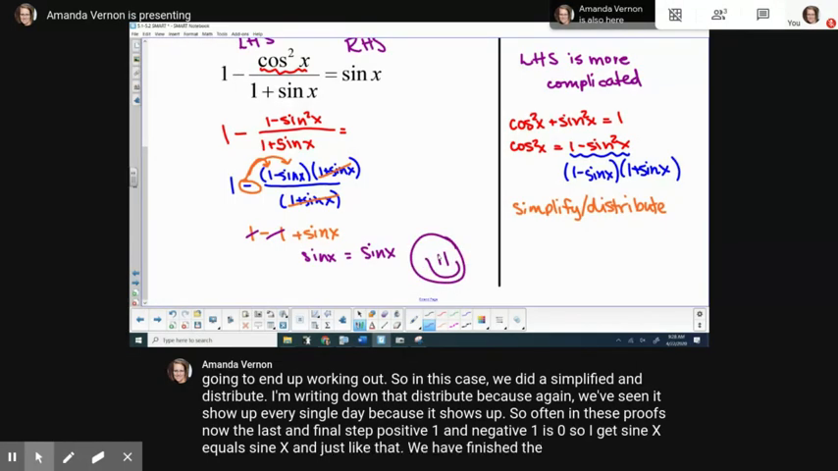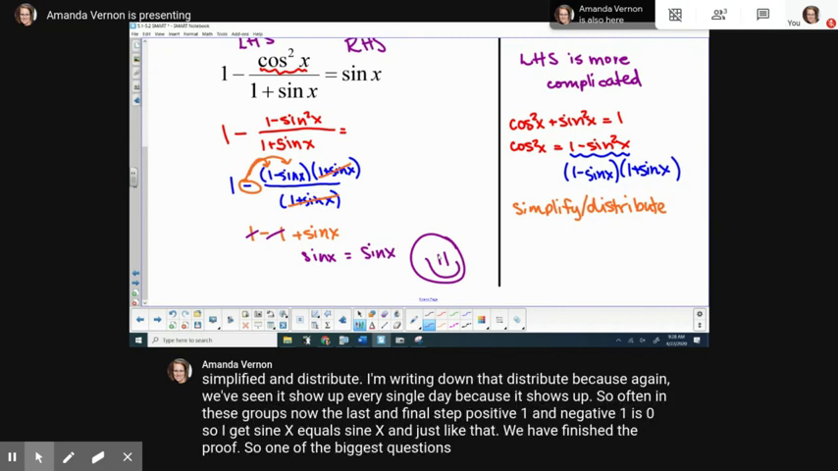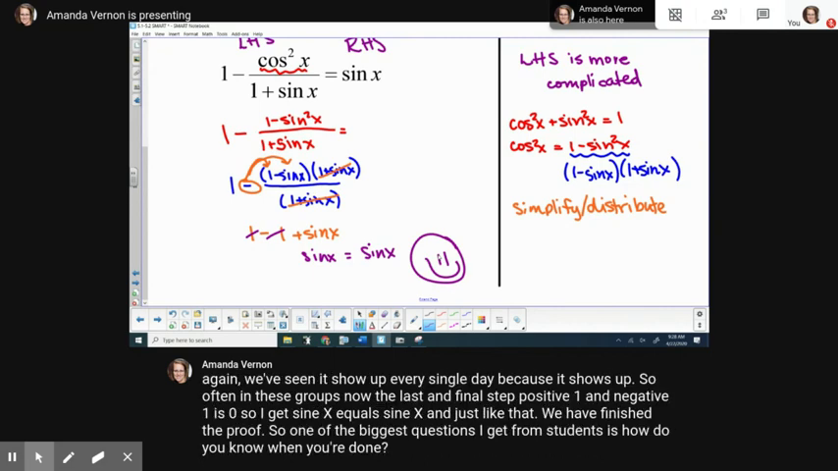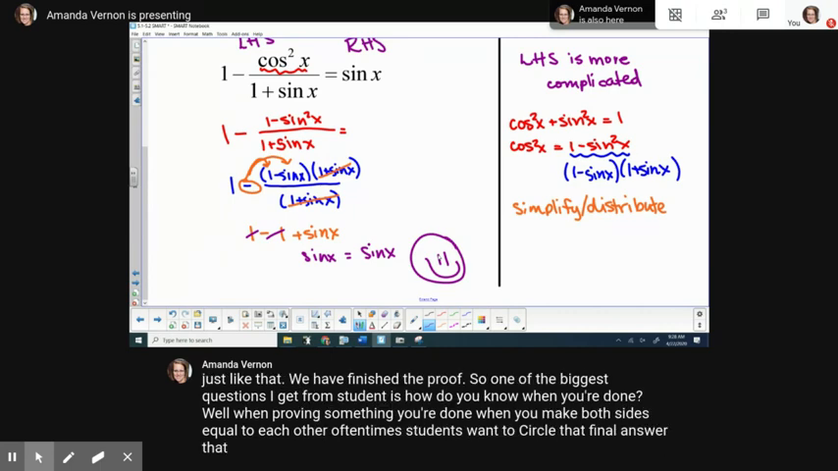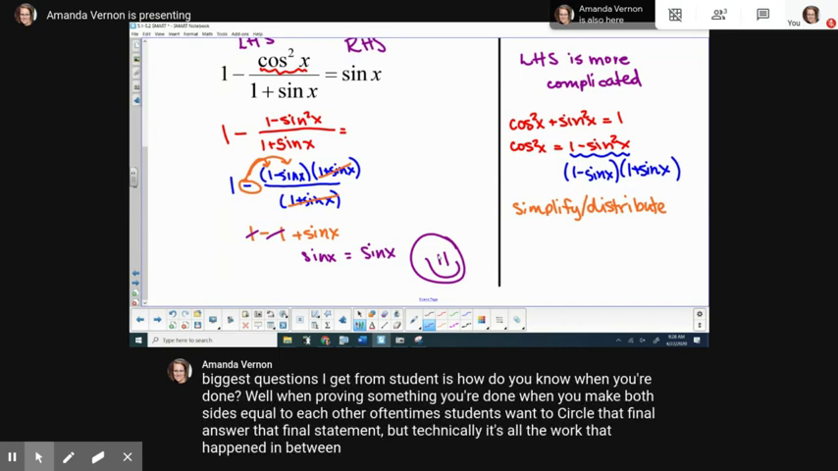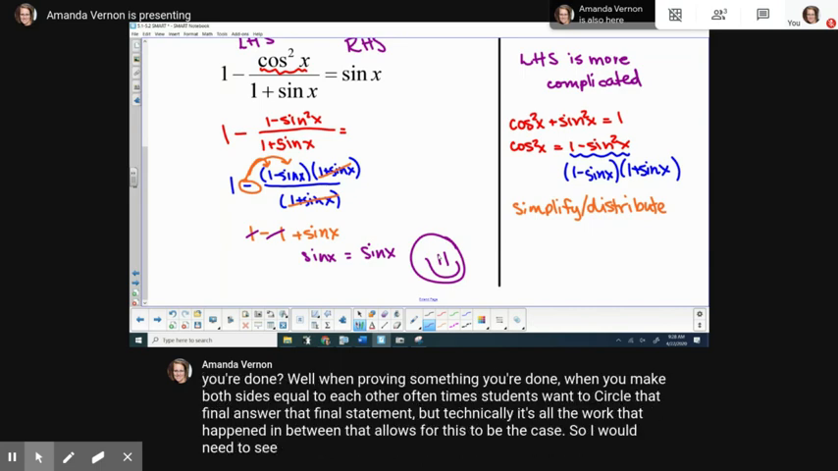So one of the biggest questions I get from students is, how do you know when you're done? Well, when proving something, you're done when you make both sides equal to each other. Oftentimes, students want to circle that final answer, that final statement. But technically, it's all the work that happened in between that allows for this to be the case. So I would need to see all that work if you were doing it on paper.